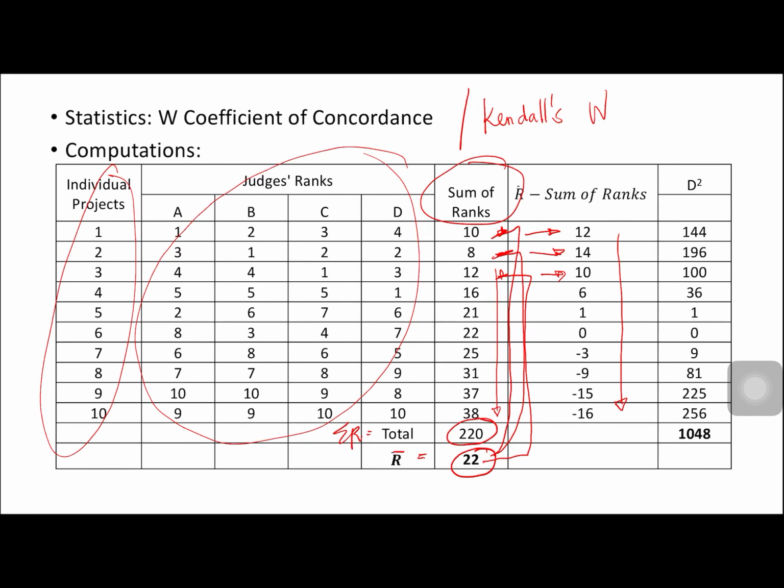Then the next thing to do is to square it. Get the square of the difference. We have 12 squared, that is 144. 14 squared, we have 196. 10 squared, we have 100, and so on. Then, after that, we need to get the summation of D squared, and that is 1048.